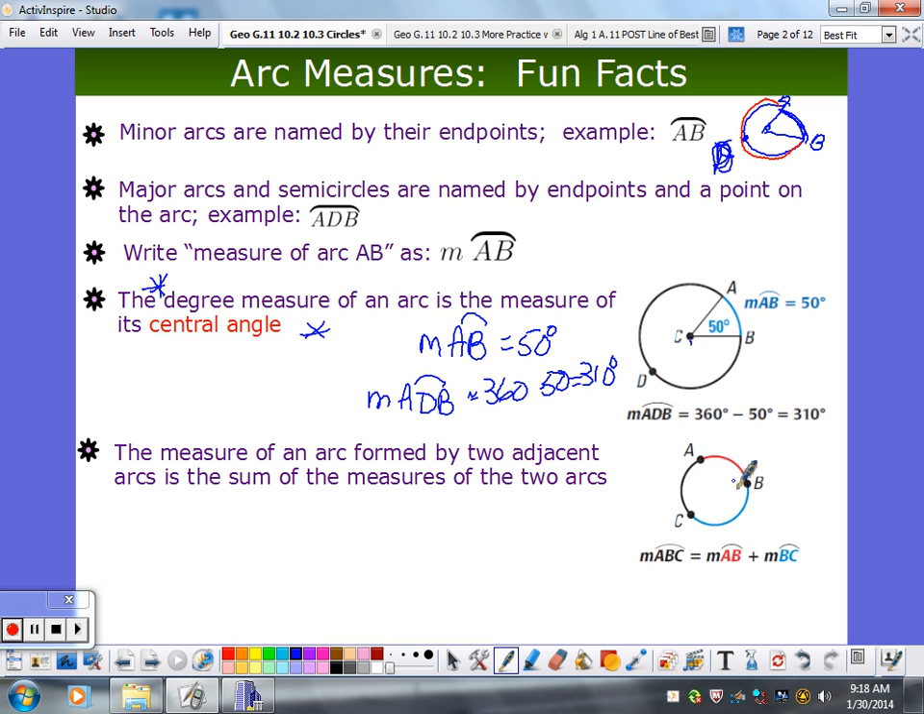It's really the same idea. This piece plus this piece equals that piece. Makes sense? I hope so. If we get segment addition and angle addition, this is the same kind of idea.